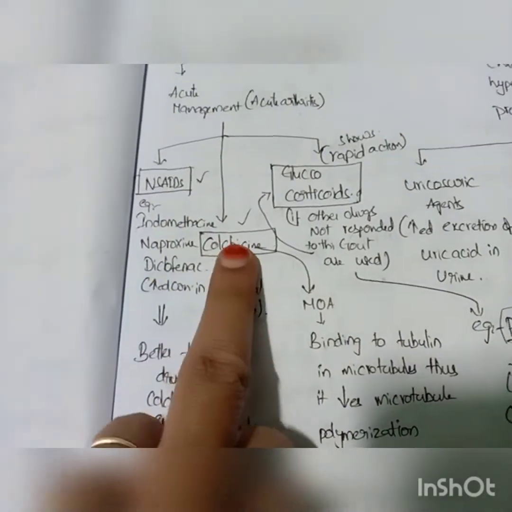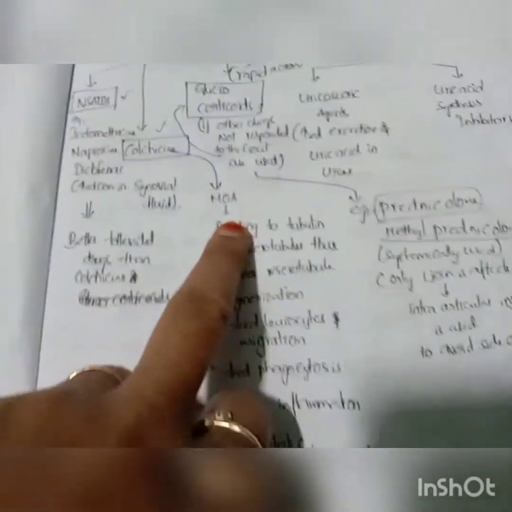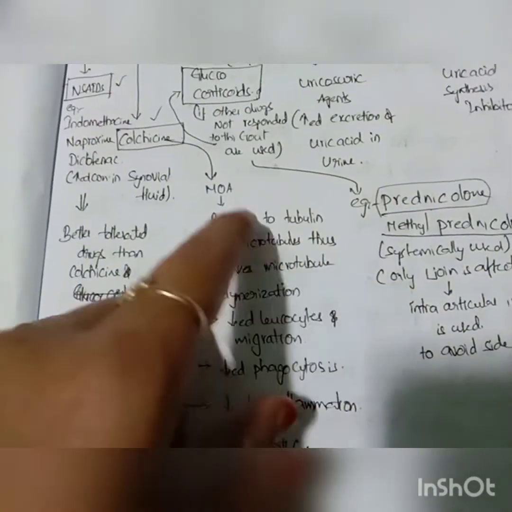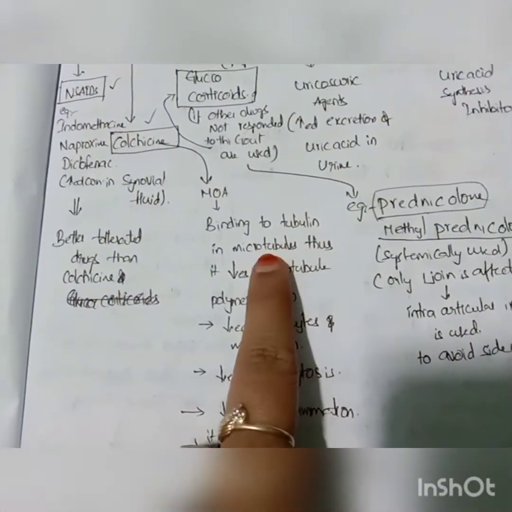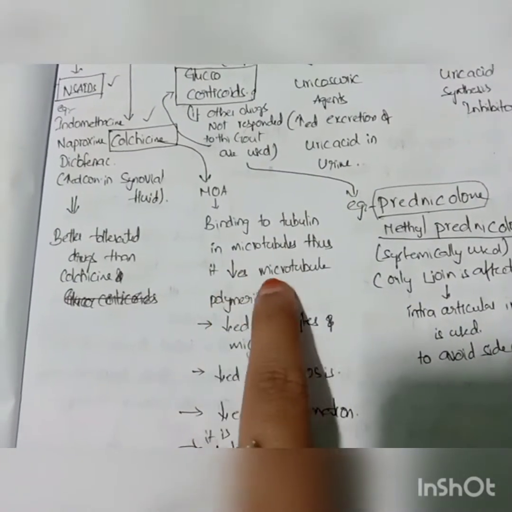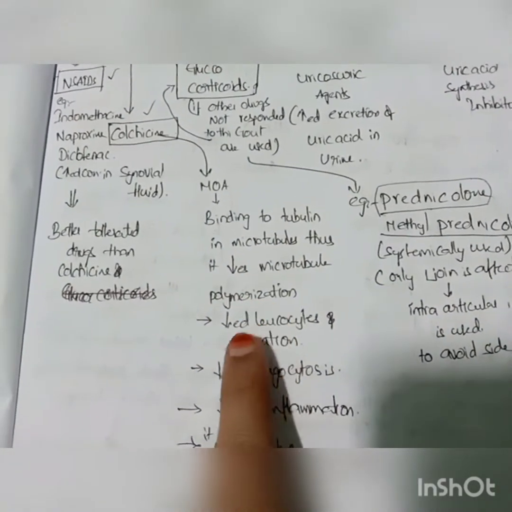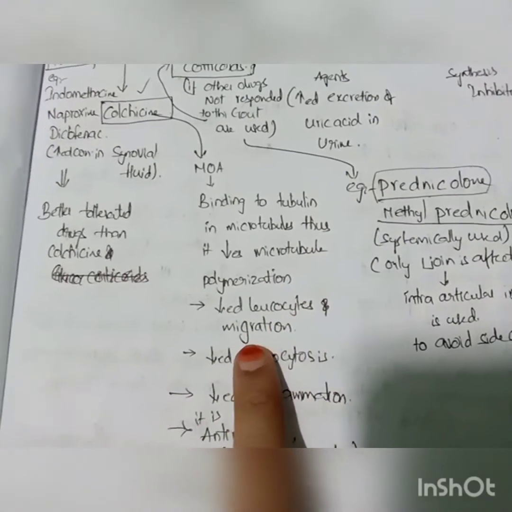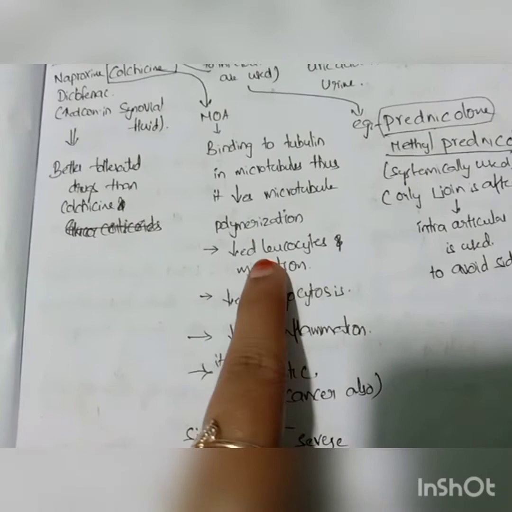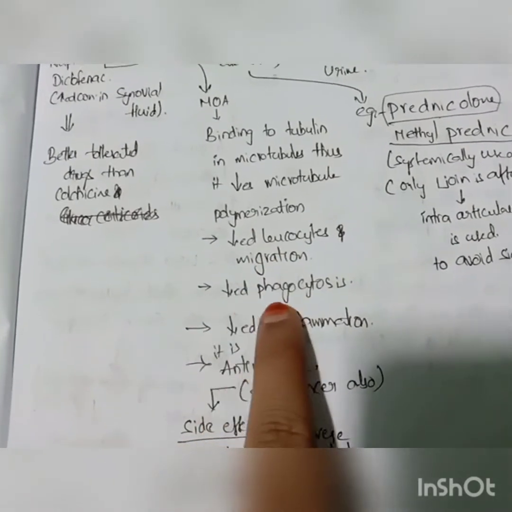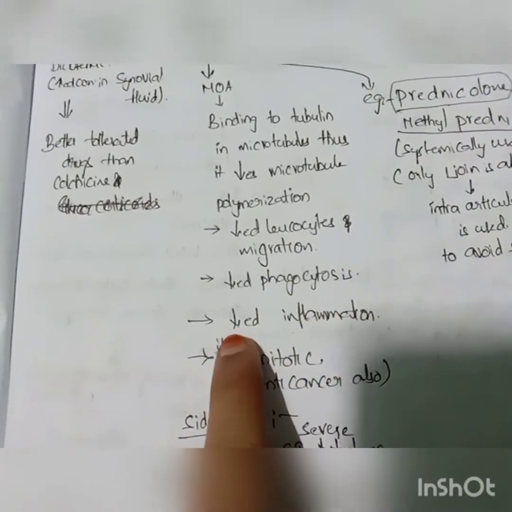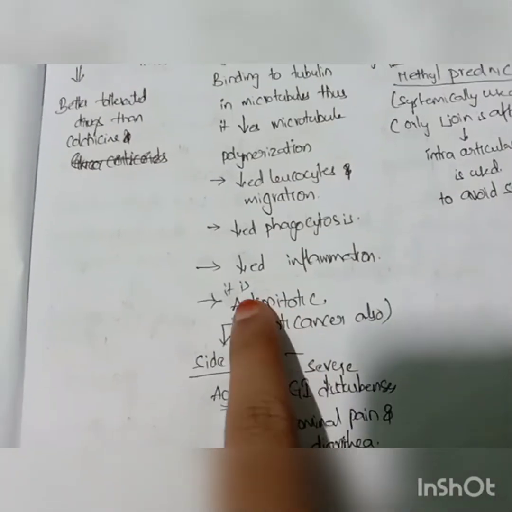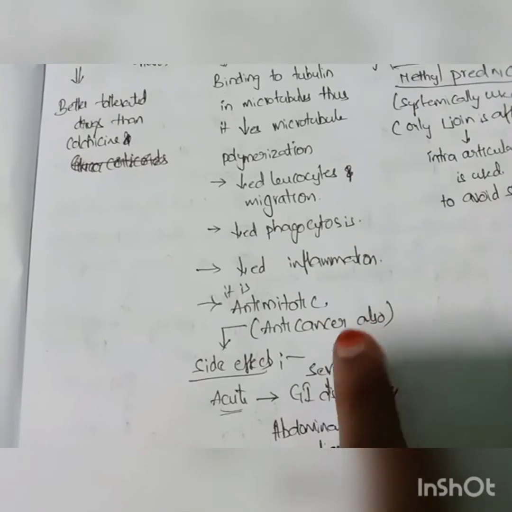Coming to colchicine, the mechanism of action is that it binds to the tubulin in microtubules. That leads to decreased microtubular polymerization, which leads to decreased leukocyte migration. This leads to decreased phagocytosis and decreased inflammation. It is also anti-mitotic, so it can be used as an anti-cancer drug also.